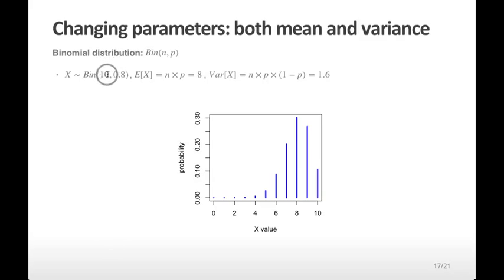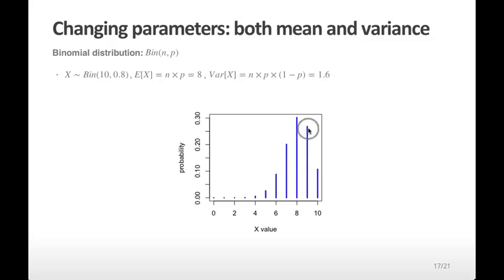In this case, again, we flip 10 coins, but 0.8 of the time, or 80% of the time, the coin will come up heads. Here the expected value has changed because the number of coins times the probability equals 8. But also the variance has changed because by changing the probability, we've also changed the formula for the variance. And so the variance has actually gotten smaller.